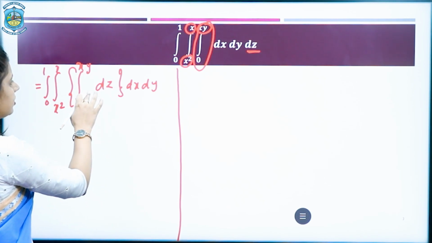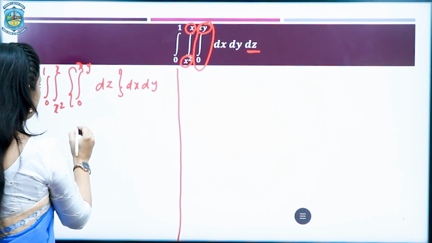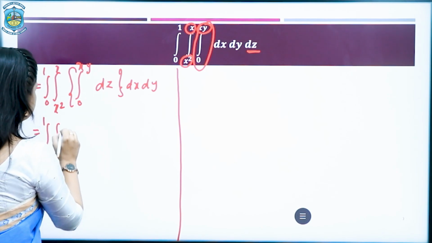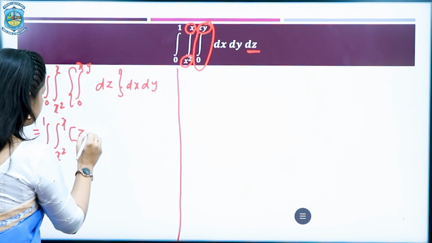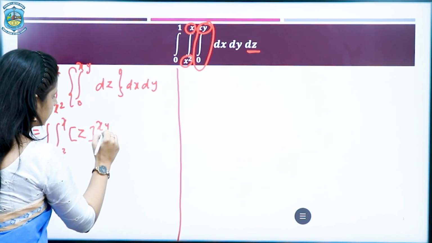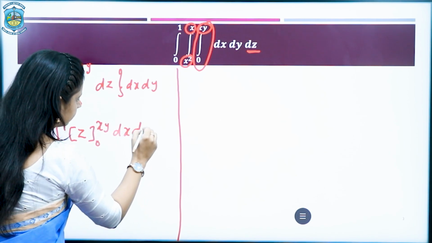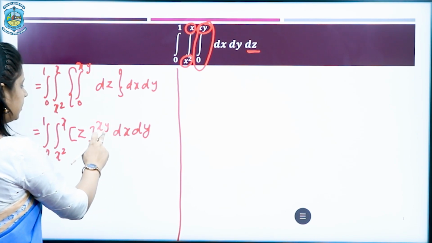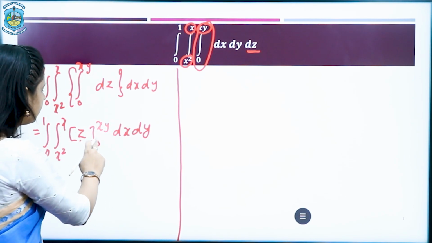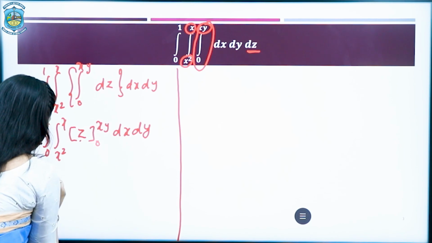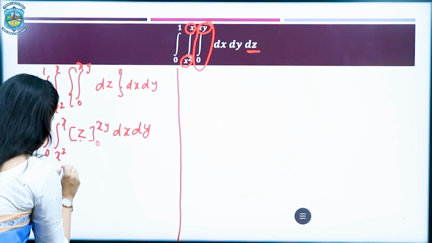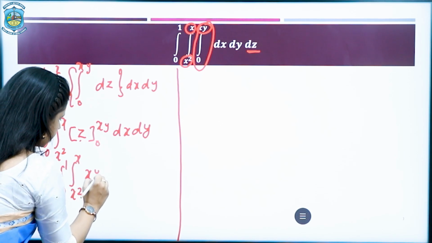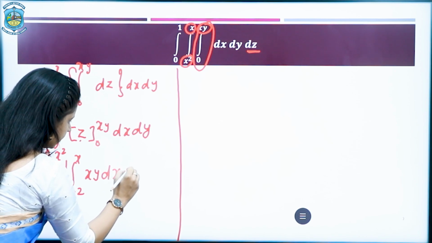Now, we integrate with respect to z, we get only z, and the limits are 0 to xy. Now, when we apply the limits, here we will get the upper limit, that is xy minus 0. So, on solving we will get integral 0 to 1, integral x square to x, xy dx dy.